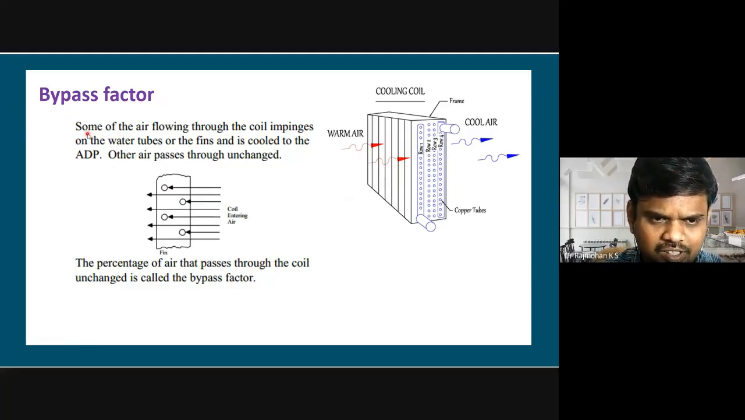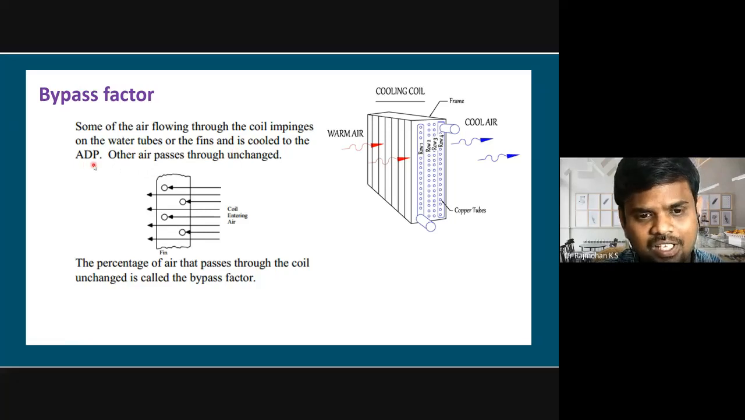You can see here, some of the air flowing through the coil impinges on the water tubes or the fins and is cooled to the adiabatic saturation temperature. The remaining air passes through unchanged. That factor is called the bypass factor. The percentage of air that passes through the coil unchanged is called the bypass factor. As I said, they don't get cooled; the warm air goes through. How much percentage is leaving like that is called the bypass factor.